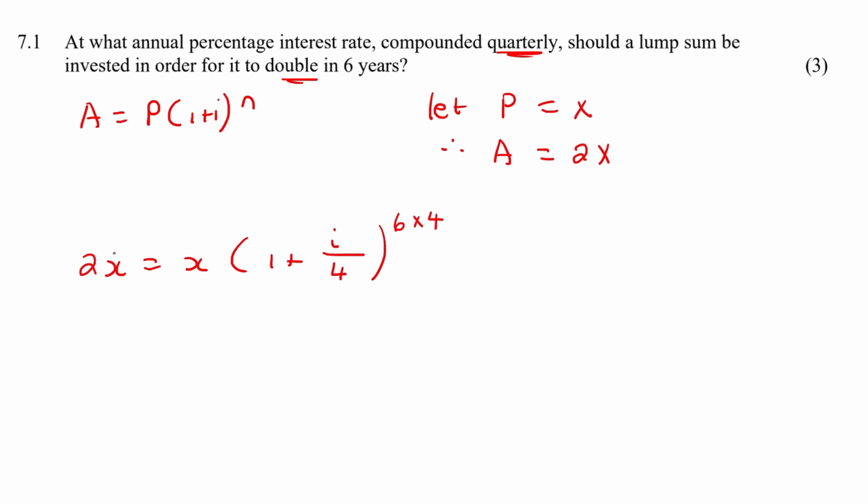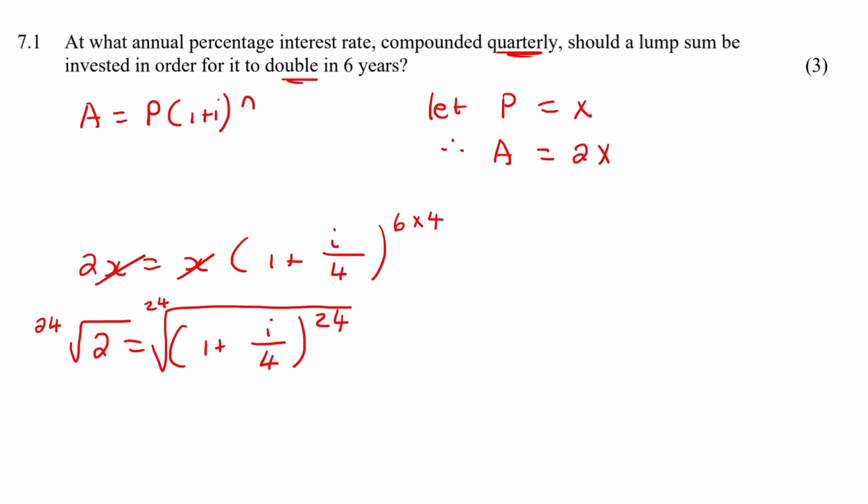And so what you can do here is just cancel the x's on both sides. So boom and boom, and you end up with 2 equals 1 plus i over 4, to the power of 24. Now, to get the i alone, you could take the 24th root on both sides. Technically, because this is an even number, we should be saying plus and minus, but we're probably going to have to get rid of the minus. But let's see how it goes.